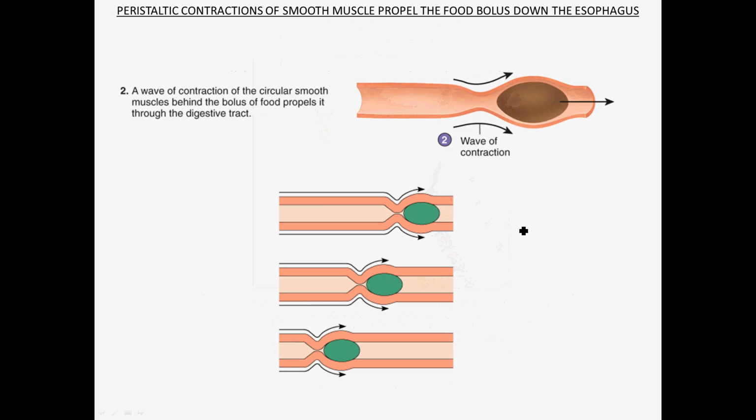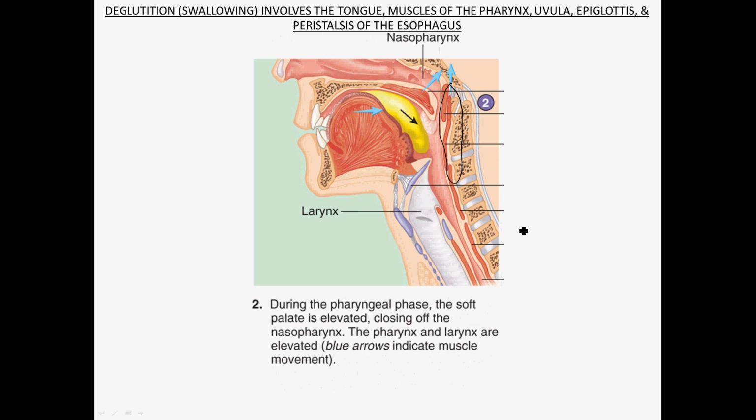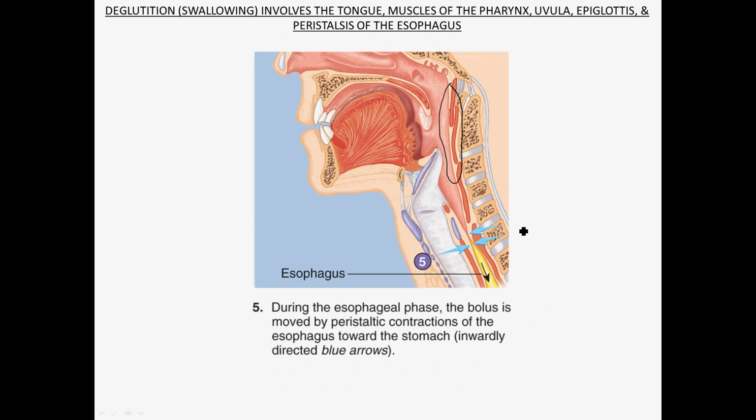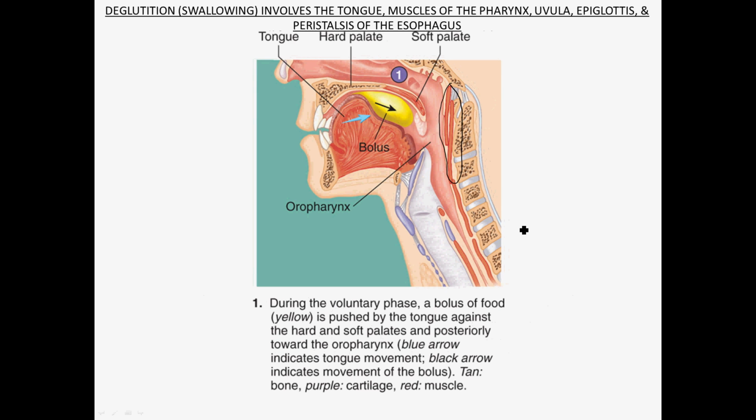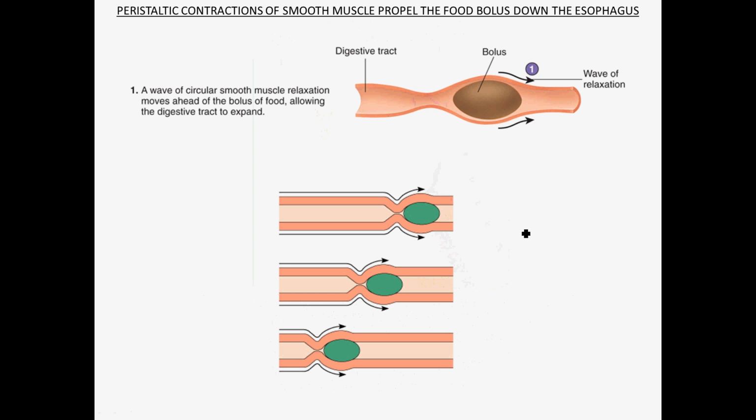We'll do that a little bit quicker, and you can see that. Just forgive me, it's late and I'm playing with PowerPoint here. So there goes the food bolus. Peristaltic contractions of the smooth muscle.